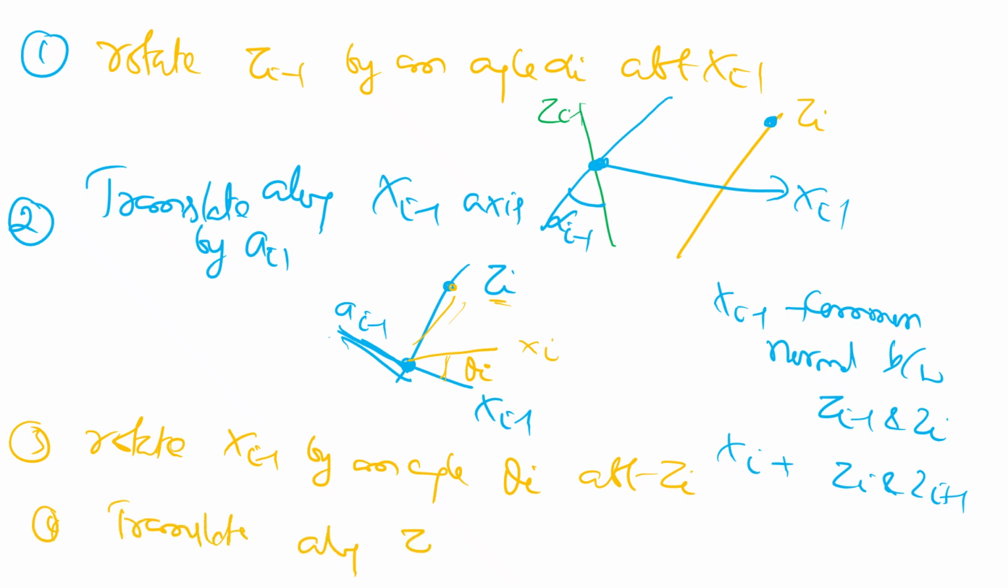Translate along Zi axis by di. That's all. So these are the four operations. We know that to get the transformation matrix, I need to multiply these, so here I to I minus 1. For this, what is the first thing I did? Rotate along x-axis. What is the angle? Alpha. And because we are proceeding further, that's why it is post multiplication.